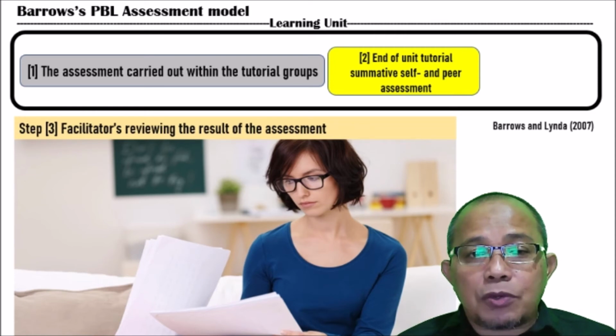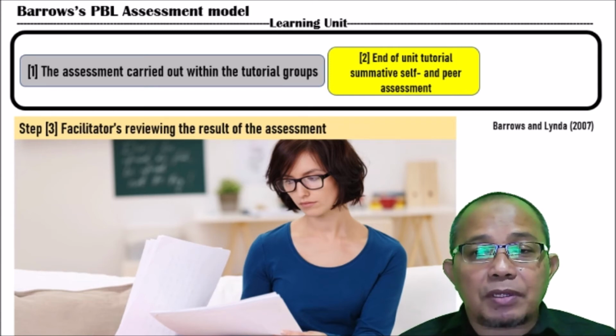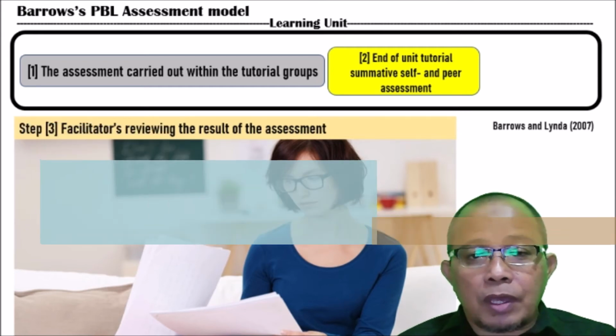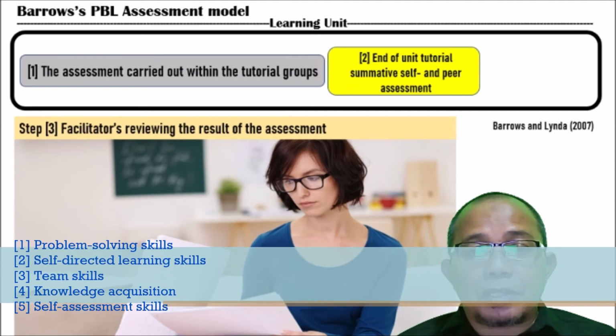Step 3. The facilitator should review the assessment report to identify the attainment of the learning outcomes and for further improvement in future learning. This summative tutorial self and peer assessment tests the following. 1. Problem-solving skills. 2. Self-directed learning skills. 3. Team skills. 4. Knowledge acquisition. And 5. Self-assessment skills.